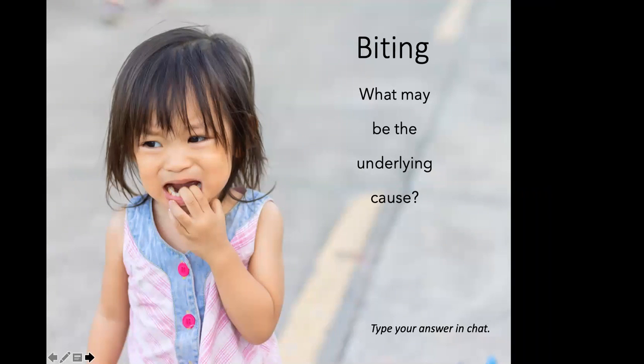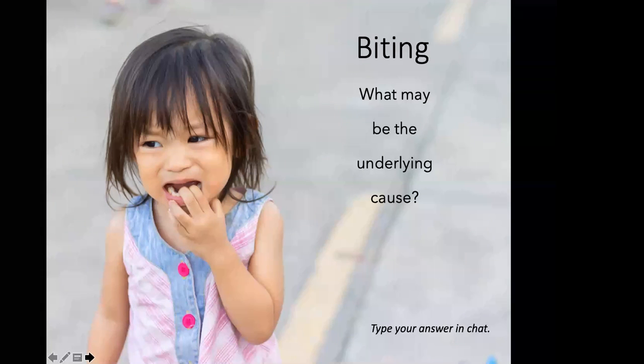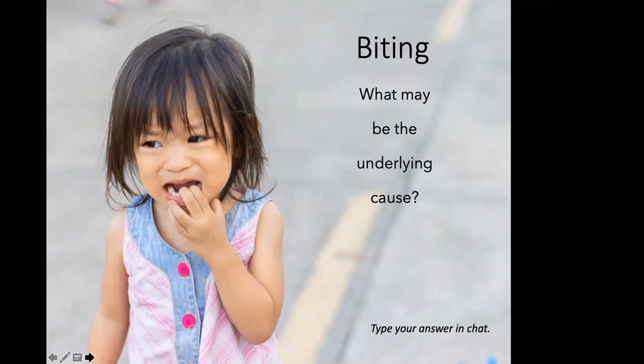Sensory seeking, teething, difficulty communicating, was told no. Yes, that definitely is a reason to bite. Wants a toy someone else has. Trying to communicate with biting instead of words. It is the most effective way to get what you want when another child has a toy. It is an effective means of communication, unfortunately.